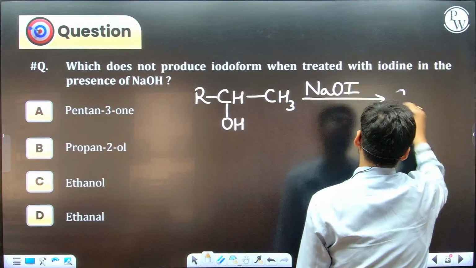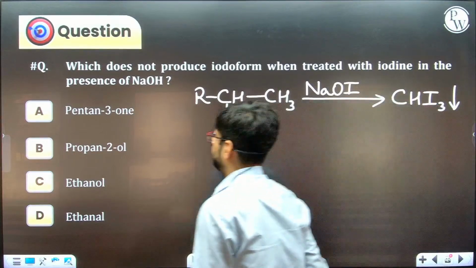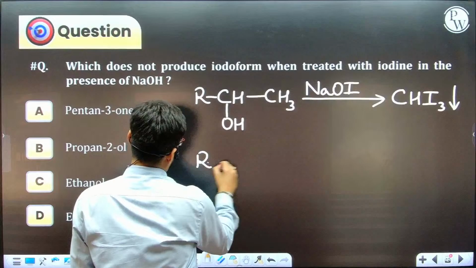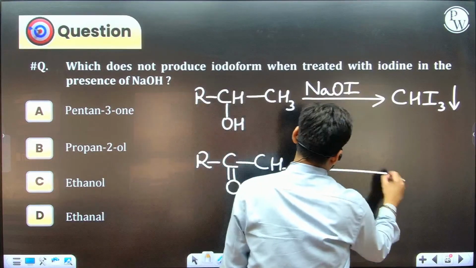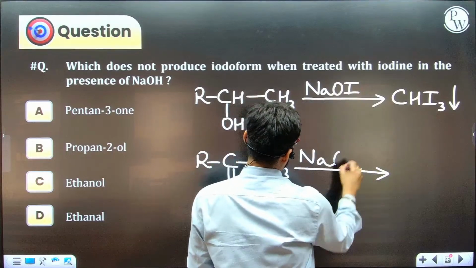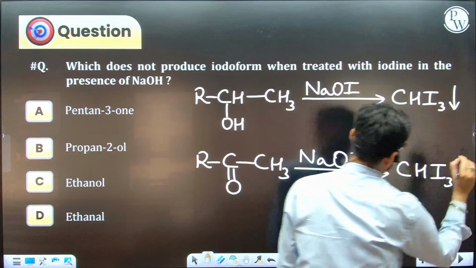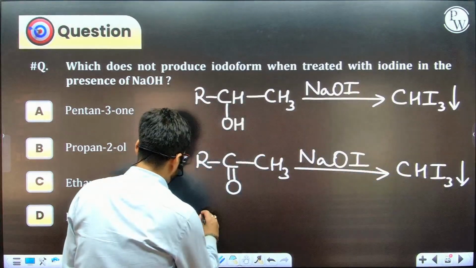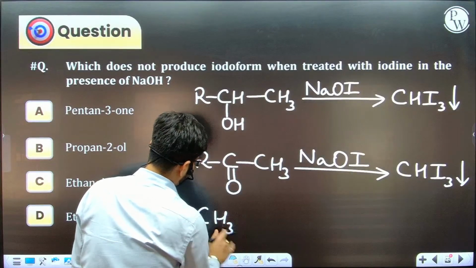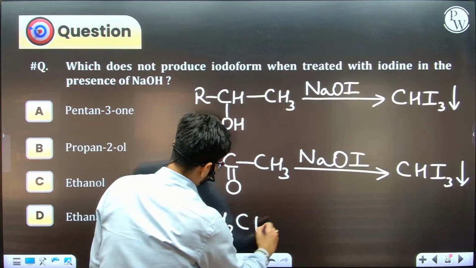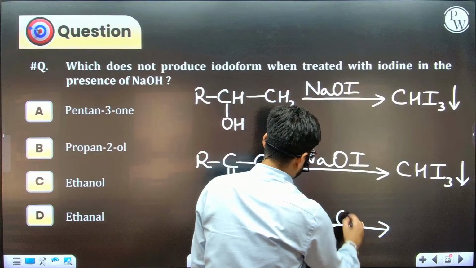NaOH and I2, I'll definitely get iodoform. This is called iodoform. It's a yellow precipitate. And if I have such a ketone, this is called a methyl ketone, then also I will get iodoform. So a yellow precipitate will be obtained in this case as well. And if I have an aldehyde, that is CH3CHO, acetaldehyde, even acetaldehyde undergoes reaction to produce iodoform.